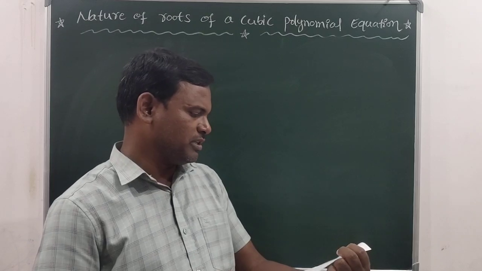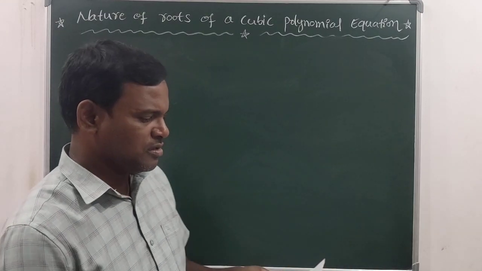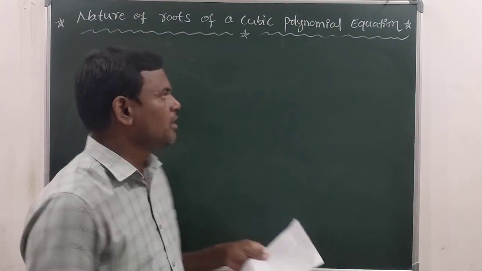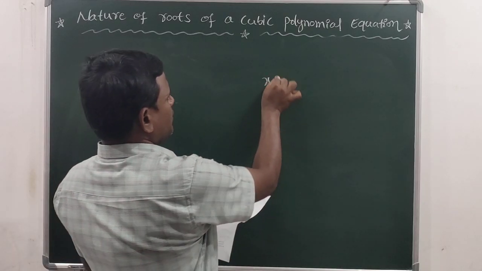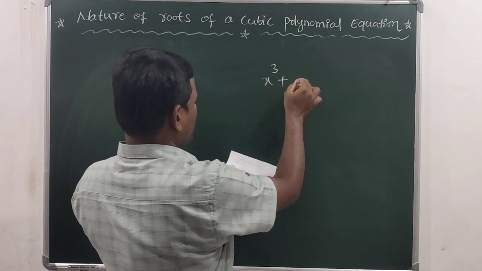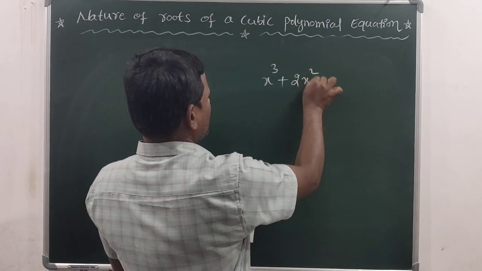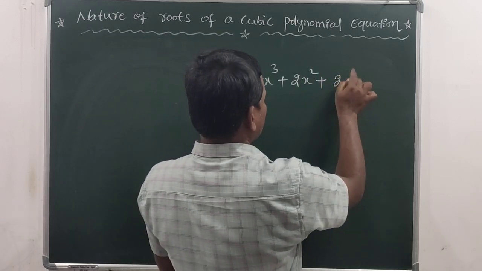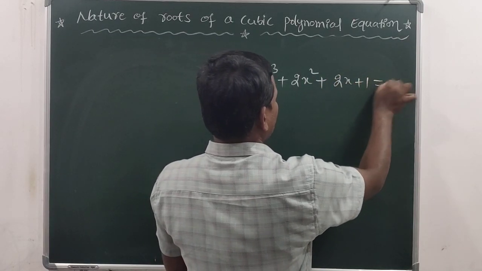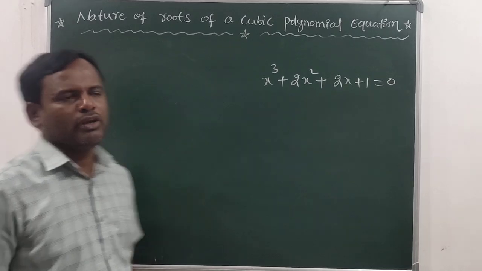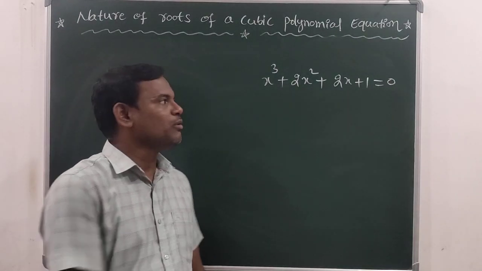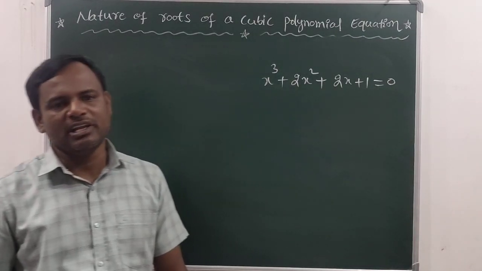See this question, students. Find the number of real roots of this cubic equation: x cube plus 2x square plus 2x plus 1 equal to 0. What you would have to find? The number of real roots of this cubic polynomial equation.